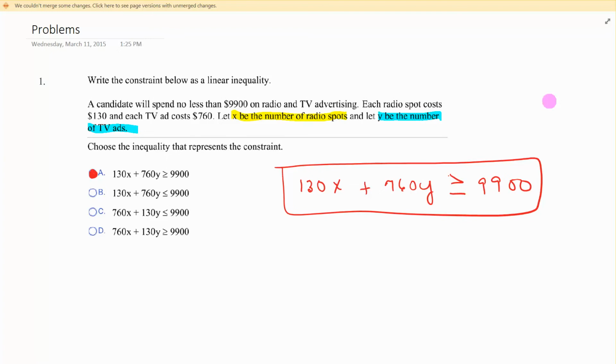The first problem's really just to get you started. It's pretty easy. Write the constraint below as a linear inequality. A candidate will spend no less than $9,900, so that means it's got to be at least $9,900 on radio and TV advertising. Each radio spot costs $130 and each TV ad costs $760. X is the radio spots, Y is the number of TV ads. So I think you could see that 130X plus 760Y has to be greater than or equal to 9,900. So that one's pretty easy.